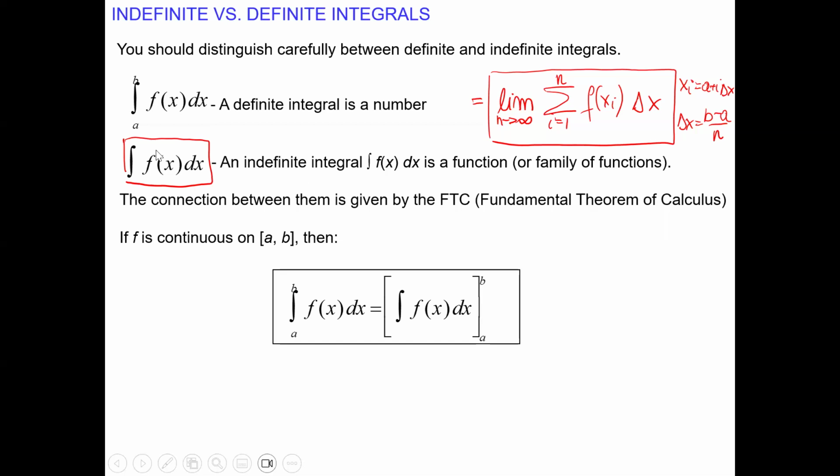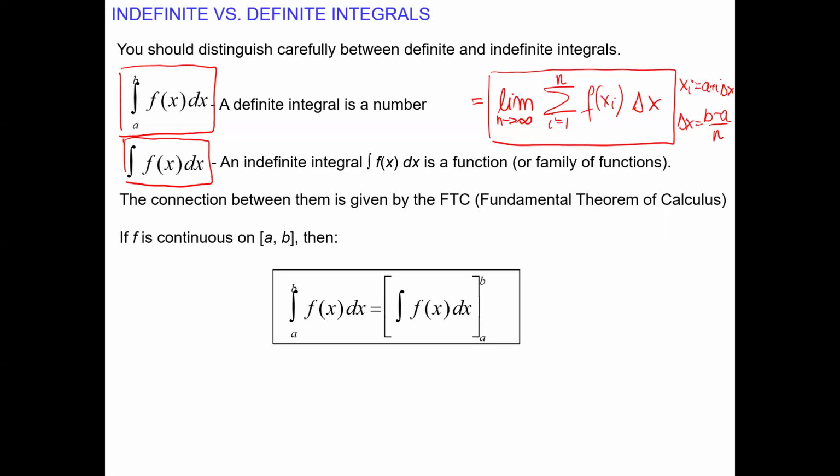And that's what we will try to do. In order to evaluate this, because this is the integral, antiderivative, we have to find the antiderivative. Okay, no more talking. Just one more comment: the definite integral and indefinite integral will be nicely connected by the fundamental theorem of calculus.